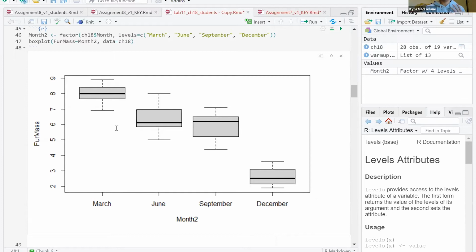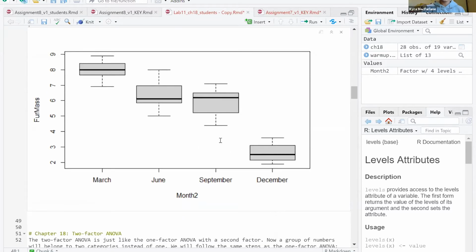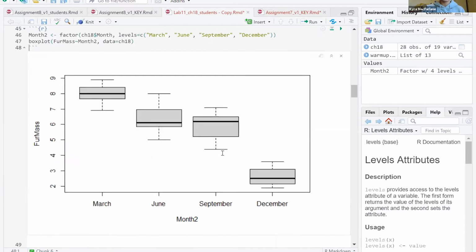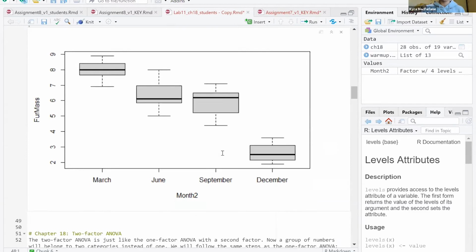So now it's much easier for us to see that shedding decreases as the year goes on. And it's actually a little bit easier to see that June and September are similar because they're next to each other too. So we'll be using this later today in class, but it's definitely a really useful thing for making figures more understandable.